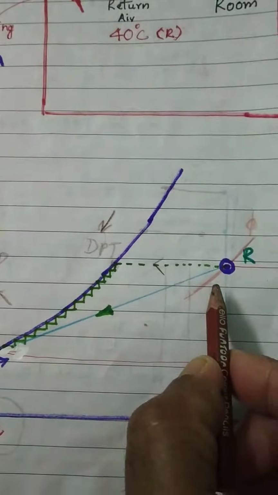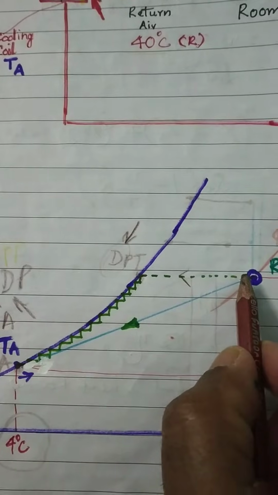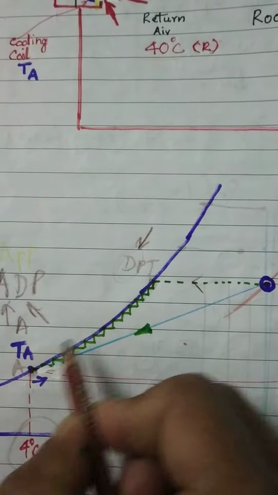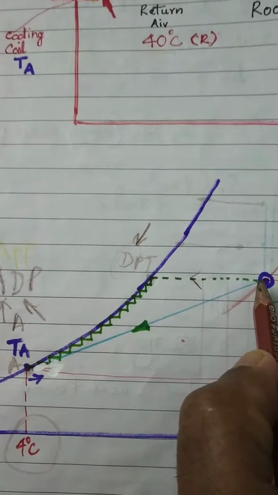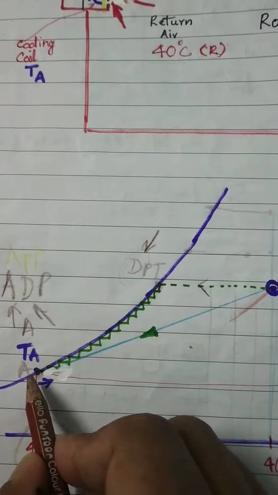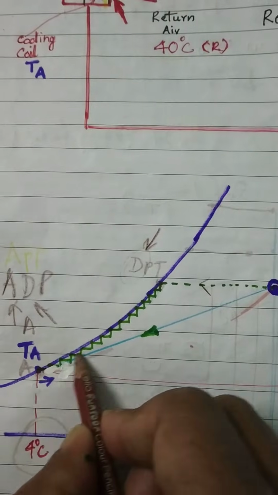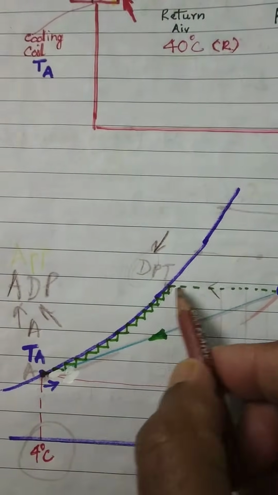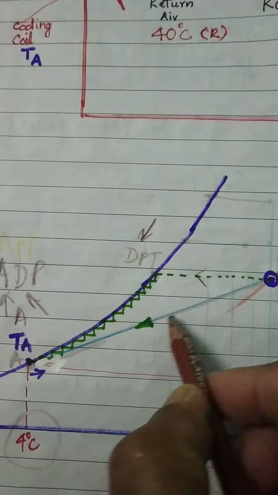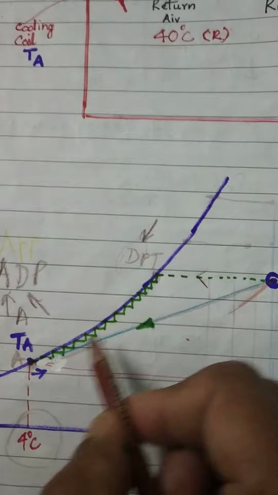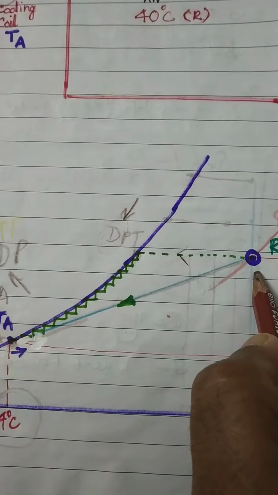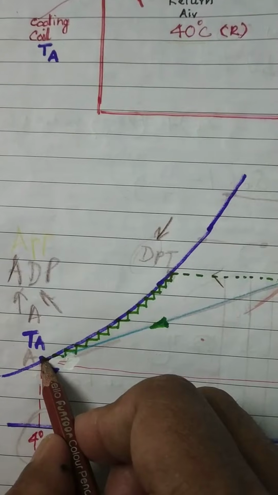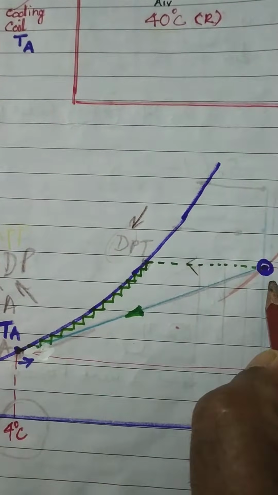So in actuality, you can make a line like this and then make steps and come here. This is the actual process happening. Or you can draw a straight line from here to here. This line is a hypothetical, theoretical line which can be produced without considering the actuality. And this process line is the line in which we can say the air which is to be processed is becoming equal to the temperature of the cooling coil.